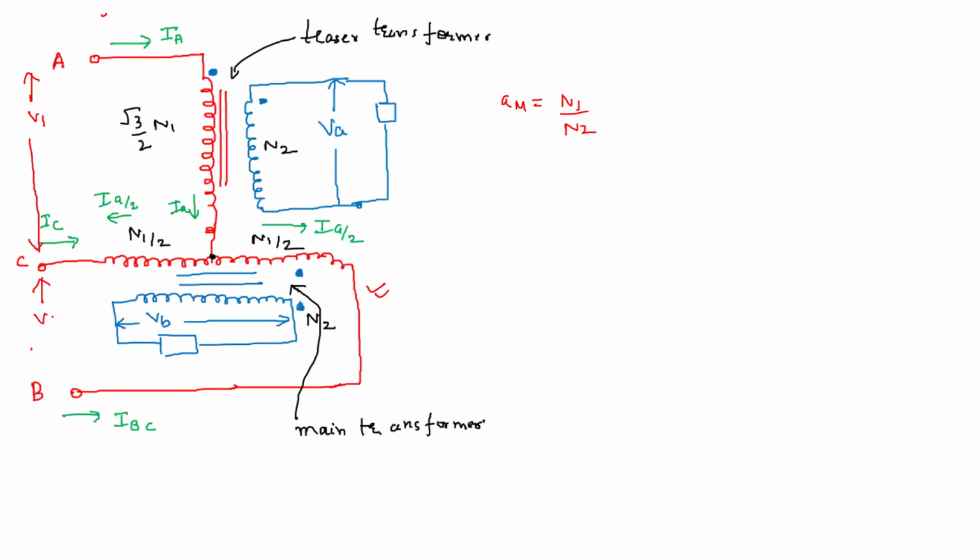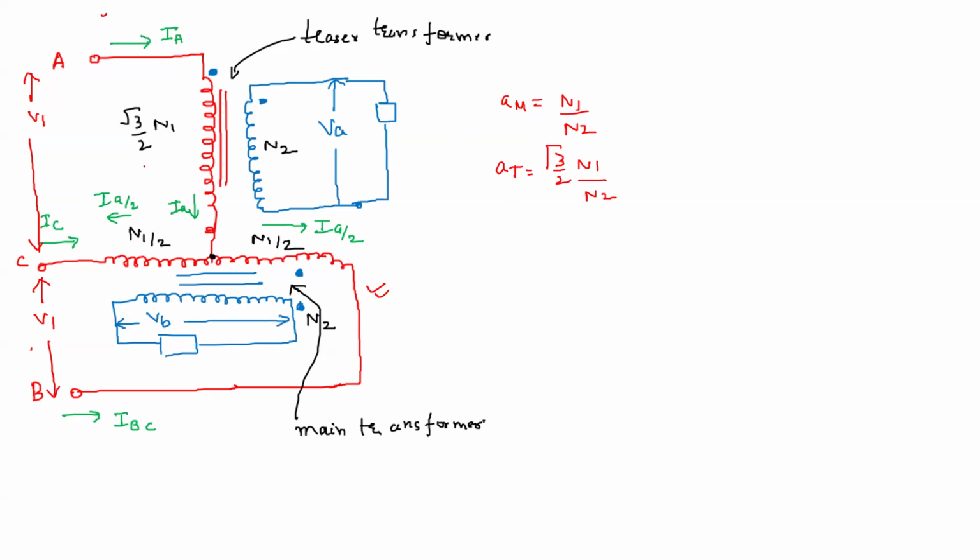Here we are supplying V1. And you will see between A and B also it will be V1. So that is what we are giving, a three-phase balanced voltage supply. Now this is the turns ratio. Now what about the teaser transformer? So the teaser transformer turns ratio we have taken like this.